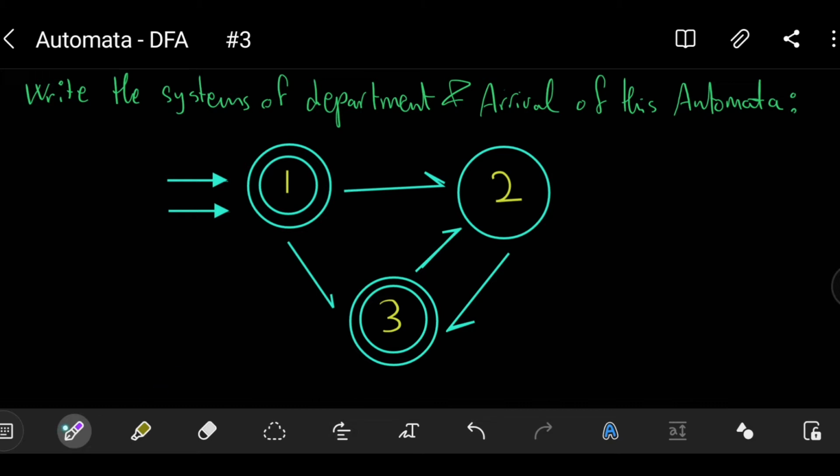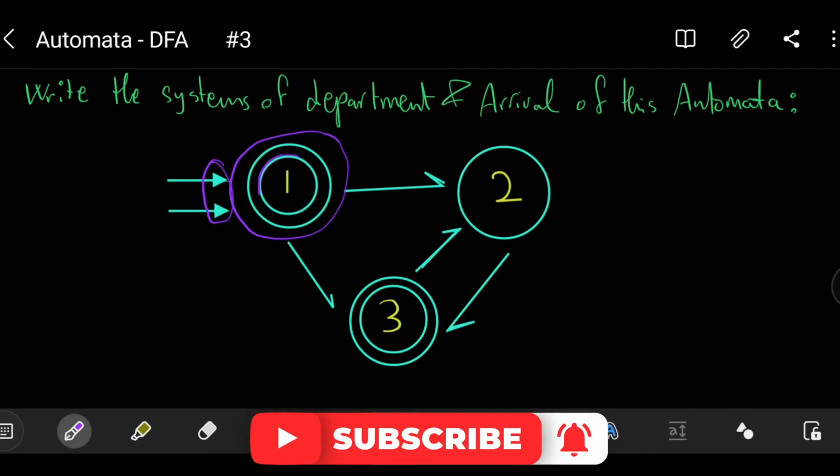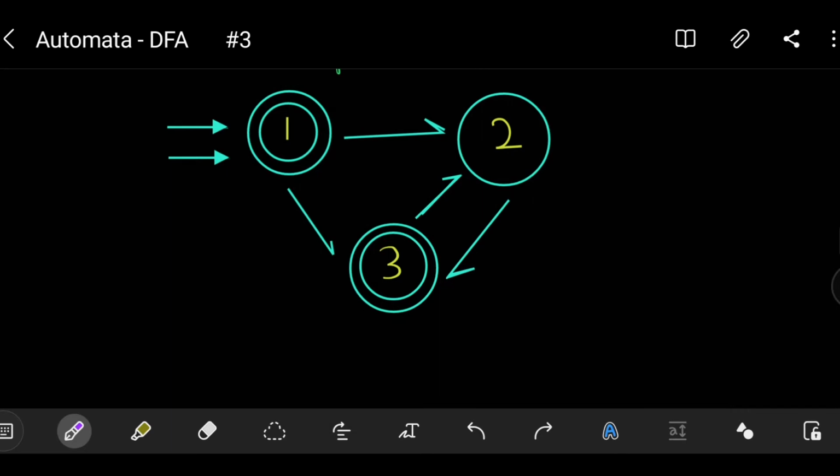This exercise was telling us to write the system of derivatives and the language of this automata. We see here that we have state number 1, which is an initial state, and it is a final state also because we have double circles. And we have state number 2 and state number 3, which is also a final state.